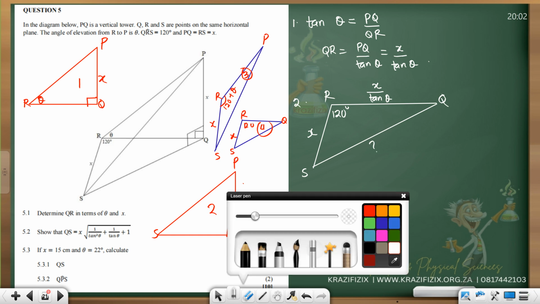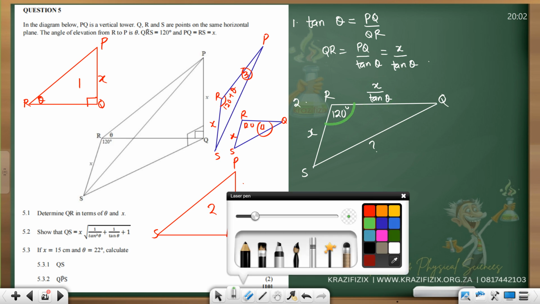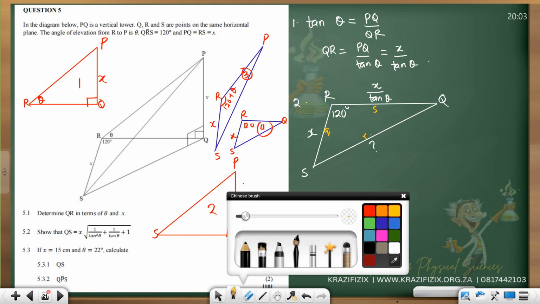Let's see. Let's observe. I have what? And that angle is included. What is that? Cosine rule. I've been craving for cosine rule. All right. How do I use cosine rule, guys? This is small r, this is small q, and this is small s. I'm looking for r. You just need to follow the formula.